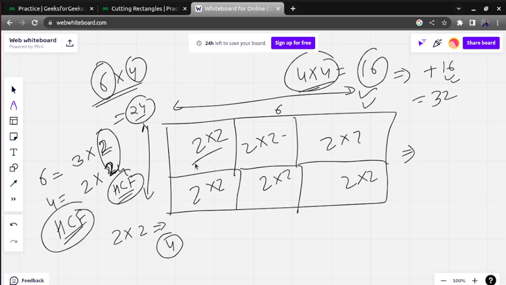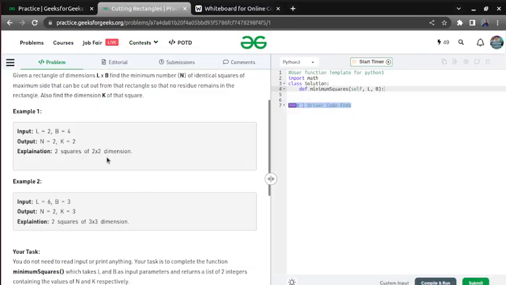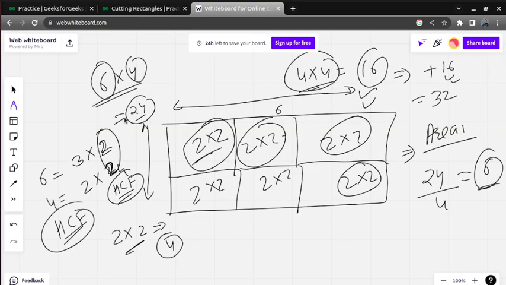If we get the HCF, then we can find the dimension, and once we get the dimension, we need to divide the total area by the area of one square. So the total area is again 24, the area of one will be 4, so we will get that there are 6 squares possible. So the catch of this question is that you need to find the HCF.